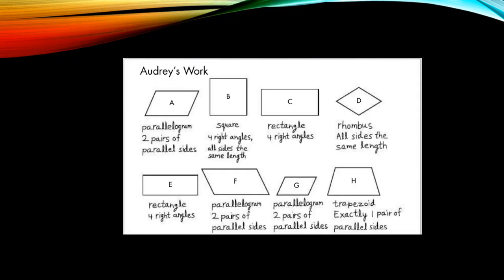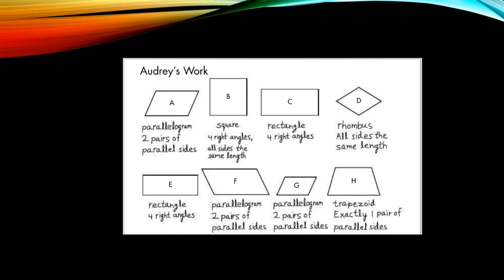Alright, so we have here Audrey's work. Okay, so Audrey is a student. Alright, let's see. Shape letter A, this is what we call a parallelogram. Okay, so Audrey wrote parallelogram. It has two pairs of parallel sides. Letter B is a square. It has 4 right angles, all sides the same length. Letter C is a rectangle. It has 4 right angles.